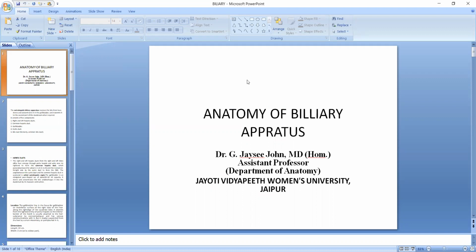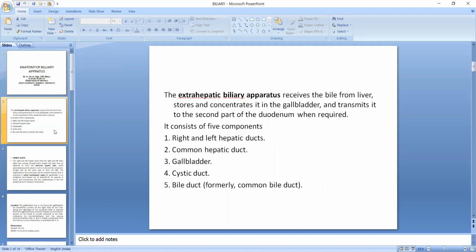Today we are discussing the anatomy of the biliary apparatus, and there are some features in the biliary apparatus, and we will discuss them one by one. First, we will discuss the extrahepatic biliary apparatus and what constitutes this apparatus. We will discuss all of these.